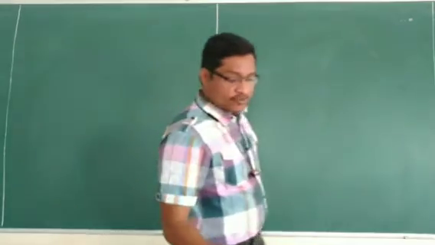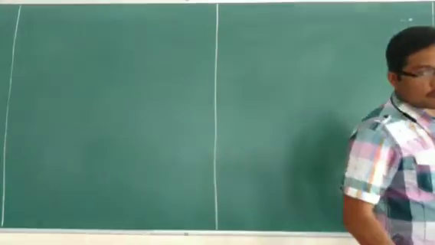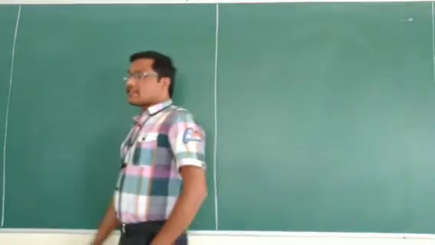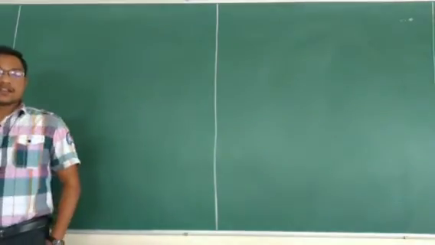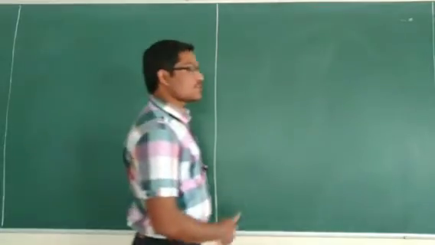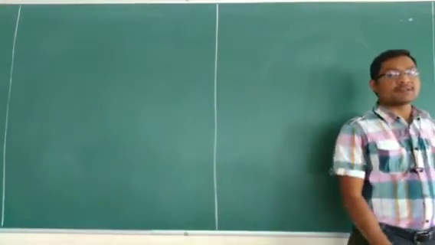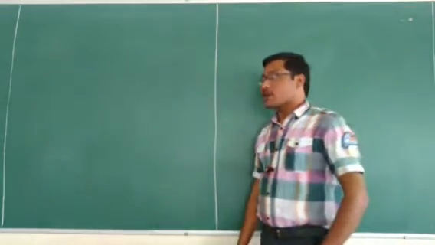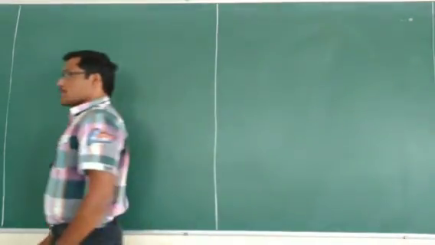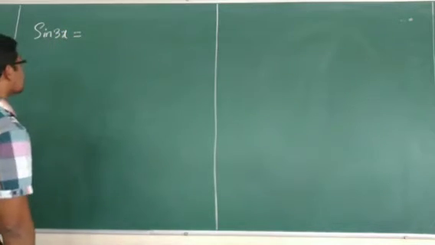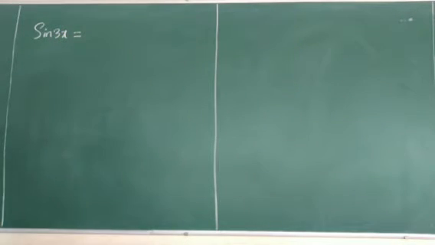In previous classes we were discussing the sum and difference of angles, that is cos of x plus y, cos of x minus y, sin of x plus y, sin of x minus y, then also tan of x plus y, tan x minus y, and also for cot. Now today we will be seeing about sin 3x. What is the formula for sin 3x?